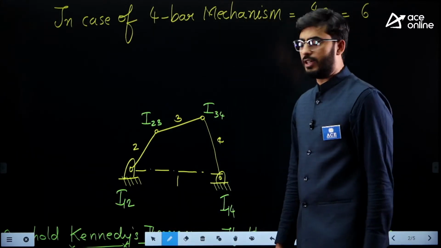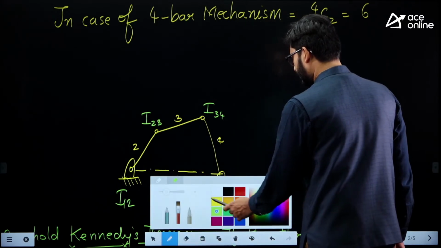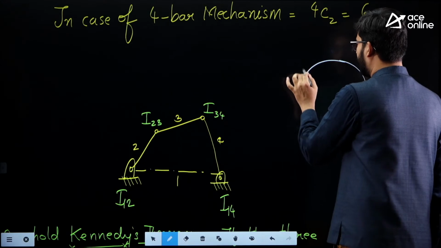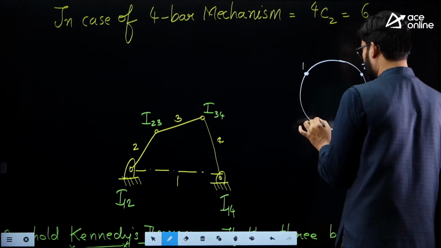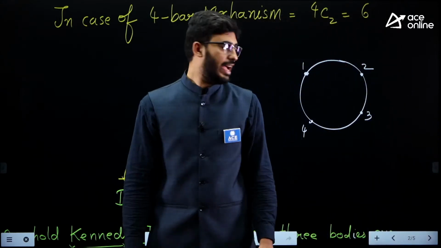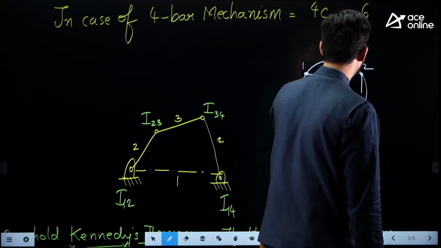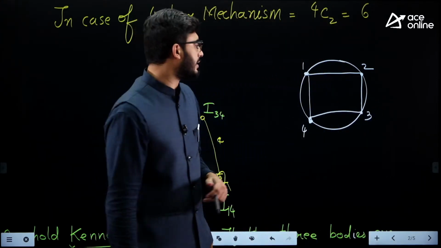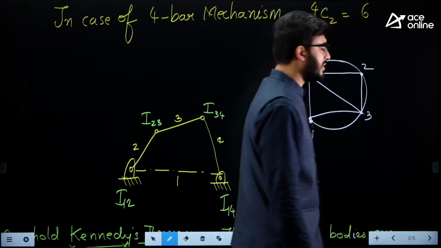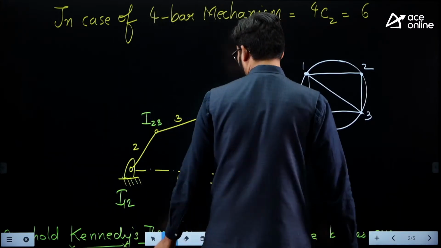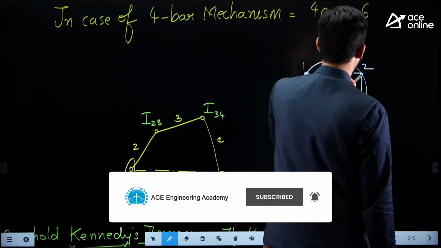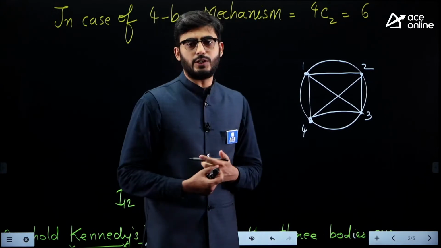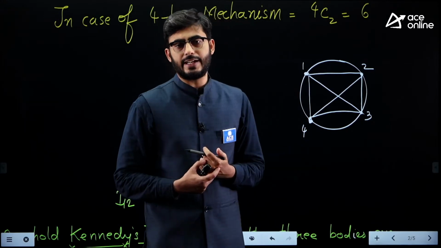Now, guys, for that, first we are required to draw the Kennedy's circle. So this will be the circle. Let us mark the links. There are 4 links: 1, 2, 3 and 4. Here we have located I12, I23, I34 and I41. All these I-centers are located, guys. The missing I-centers are I13 and I24. For locating I13 and I24, we are required to make use of Kennedy's theorem.